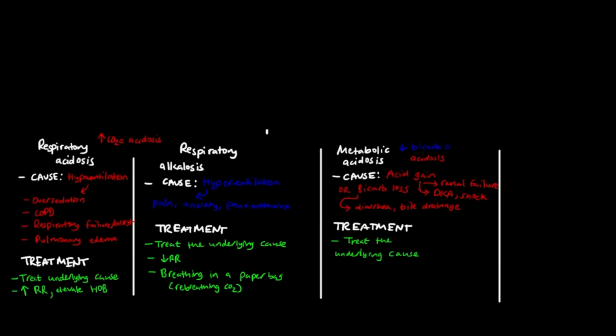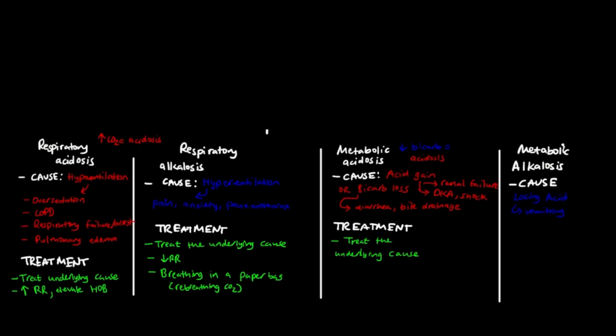So now let's talk about metabolic alkalosis. With metabolic alkalosis, you are losing acid. So this is going to be due to things like vomiting. When you vomit, you're expelling the acidic content of your stomach.